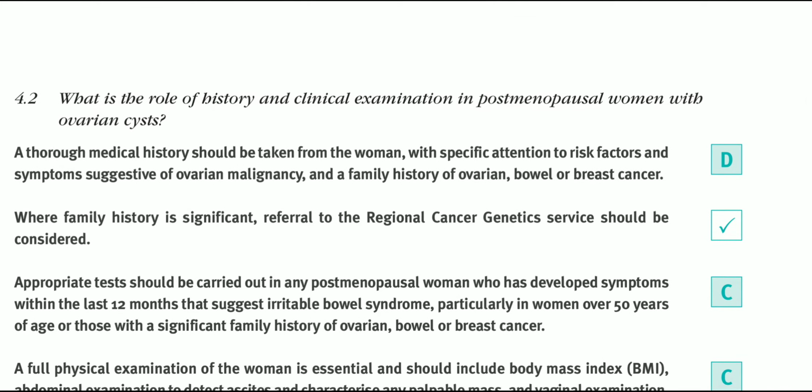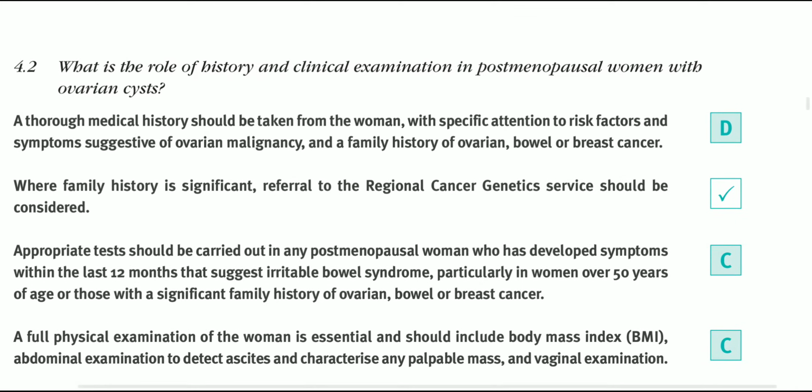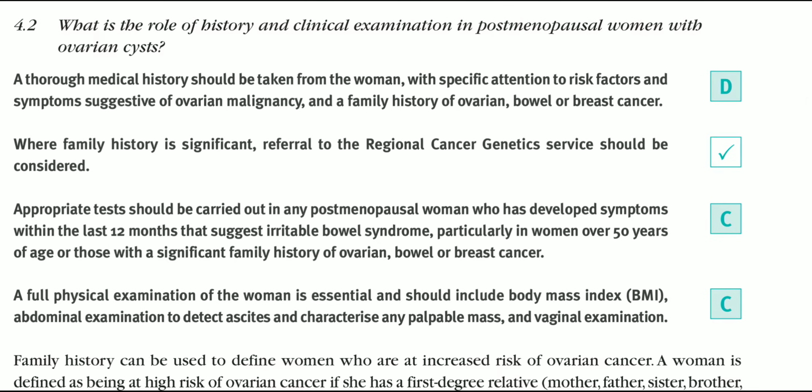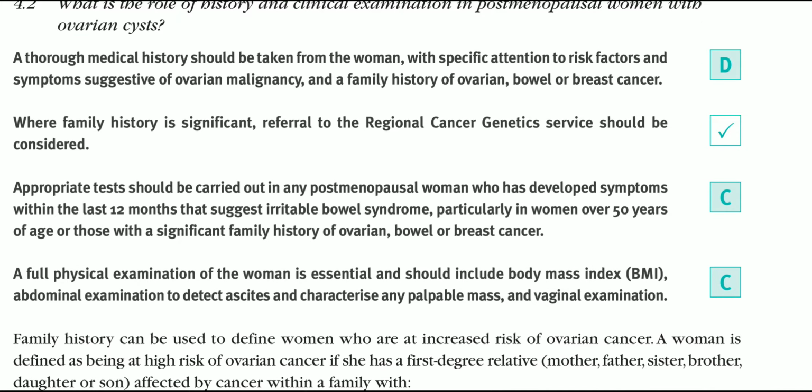And the thing which is very important here is point 4.2: what is the role of history and clinical examination in postmenopausal women with ovarian cysts? This is very important. A thorough medical history should be taken from the woman with specific attention to risk factors and symptoms suggestive of malignancy, and family history of ovarian, bowel, and breast cancer. We have to take special history from such women. Where family history is significant, referral to the regional cancer genetics service should be considered.